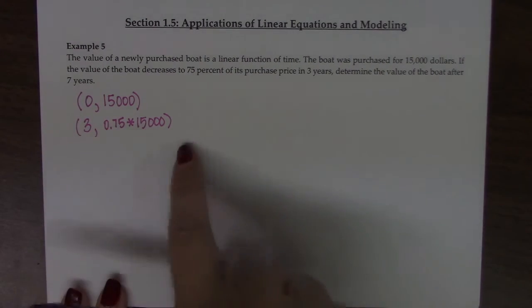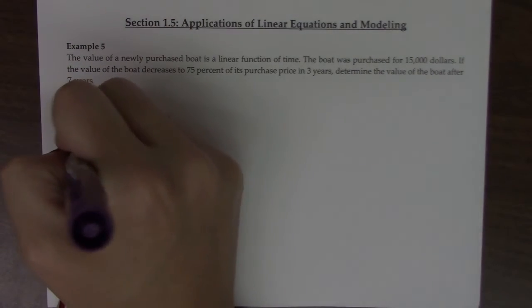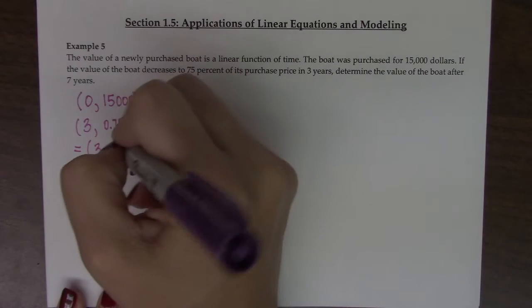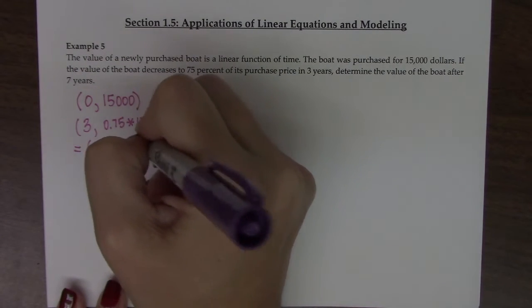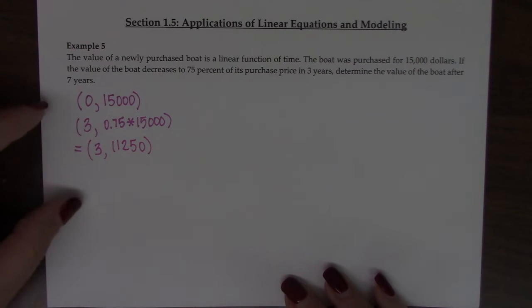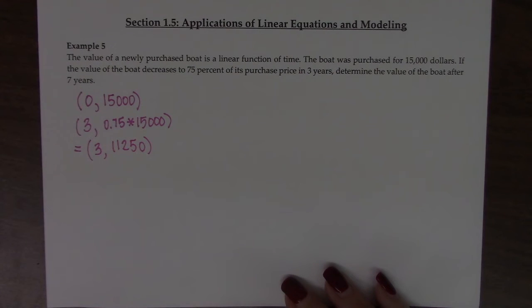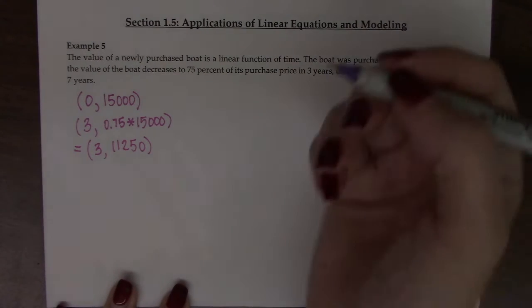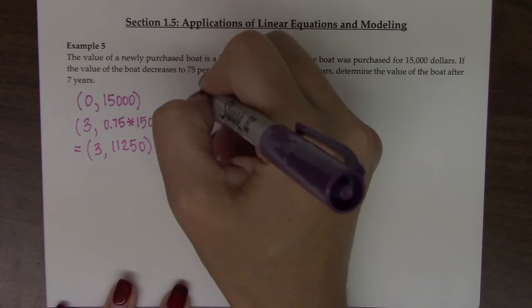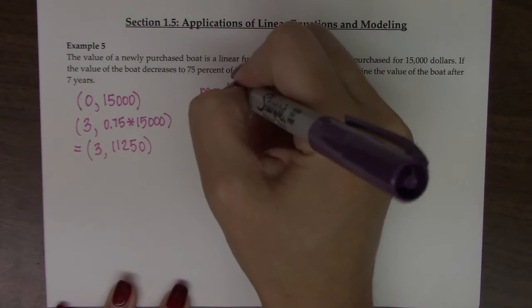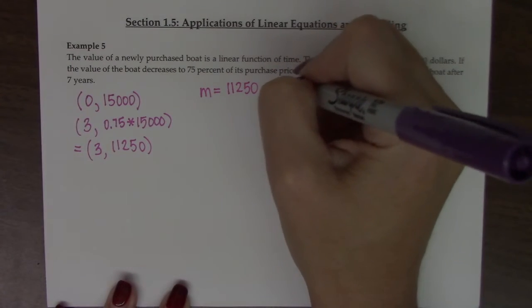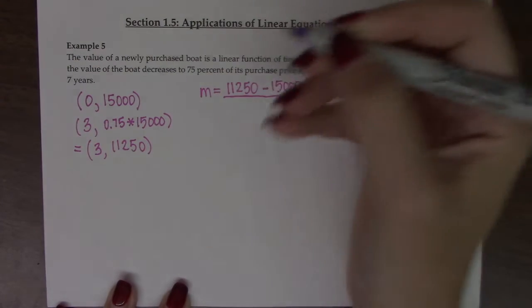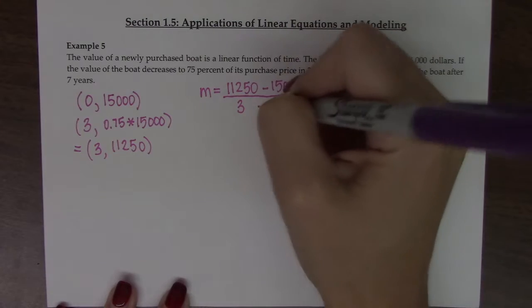If we calculate this out, our second point says the boat is now worth $11,250. So now I have 2 data points for the value of this boat. From this, I can calculate the slope and write the equation of the line. I'm going to take the change in y values, 11,250 minus 15,000, divided by 3 minus 0.